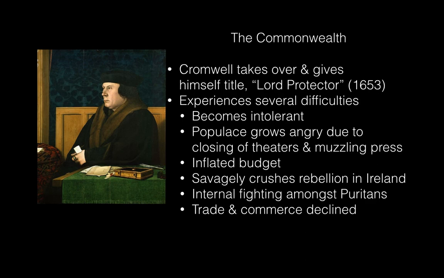So in this chaos, the whole time this is going on, trade and commerce actually decline. So it really hurts England economically during the Commonwealth period.